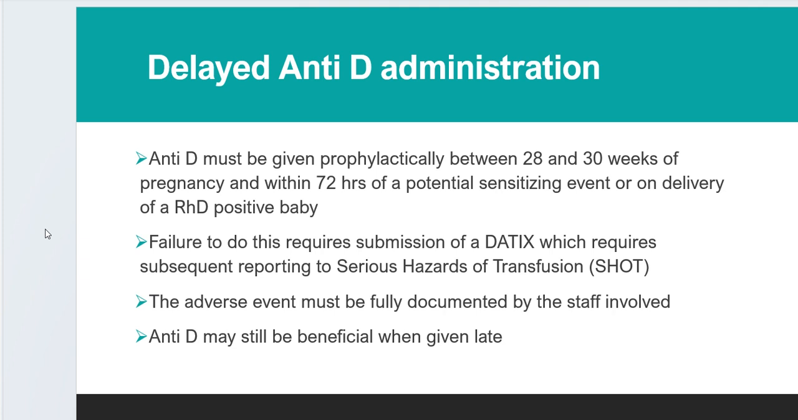So delayed anti-D administration has a lot of implications to the patient, to the future pregnancy or fetus. Anti-D must be prophylactically given between 28 to 30 weeks of pregnancy and within 72 hours of a potential sensitizing event or on delivery of an RHD positive baby. If there is a delay in administration of anti-D in any of the above cases, this needs to be reported, taxed, and discussed in the hospital transfusion team, and this is SHOT reporting.